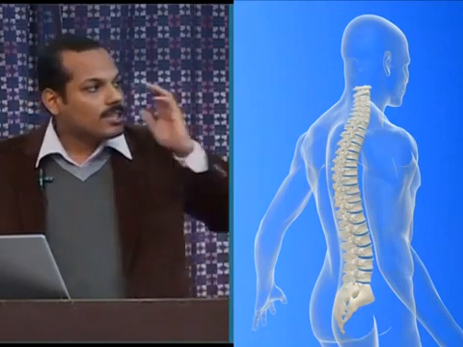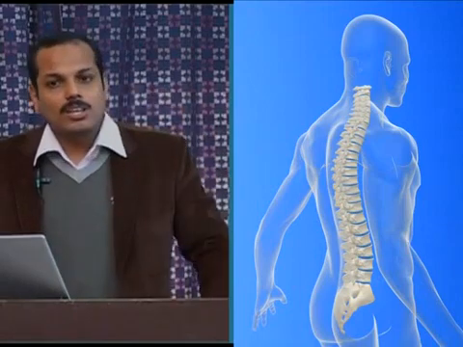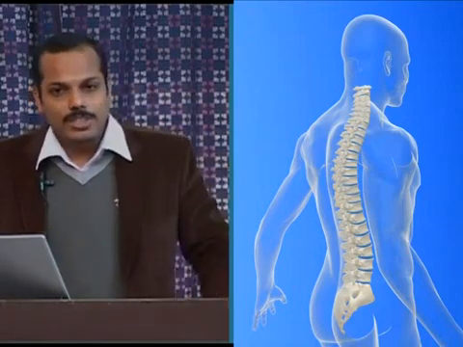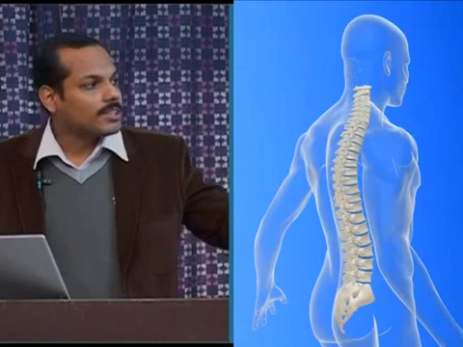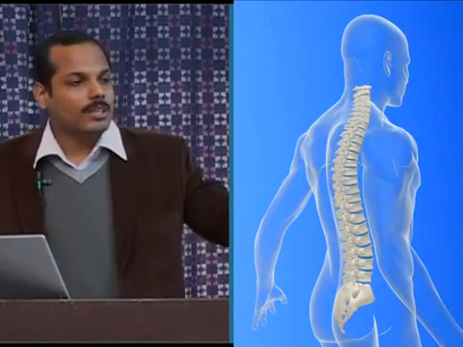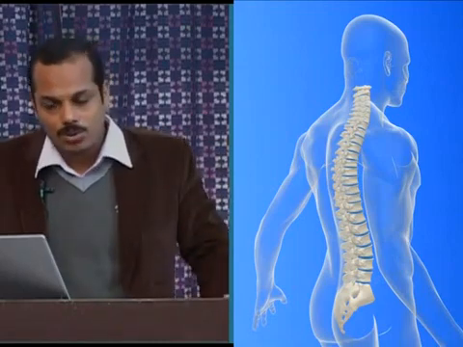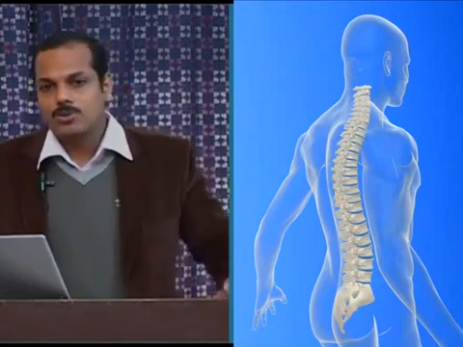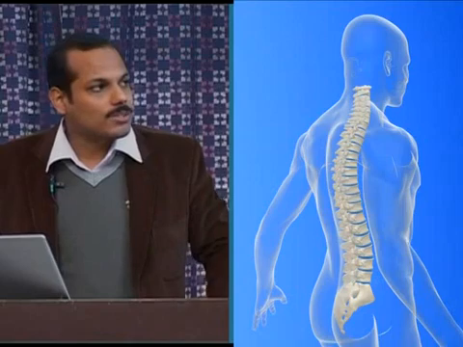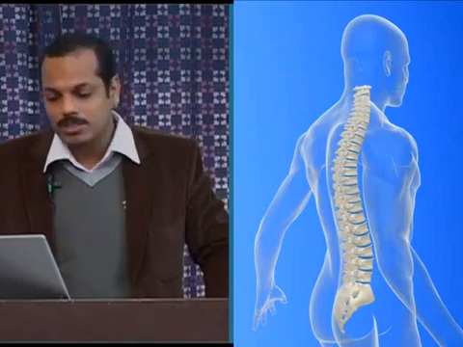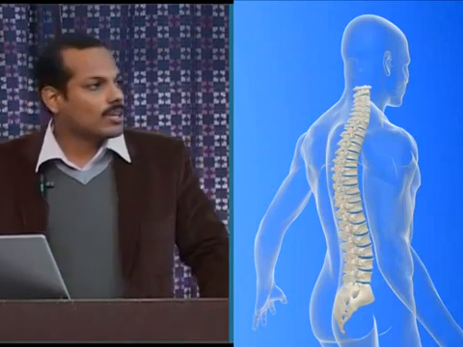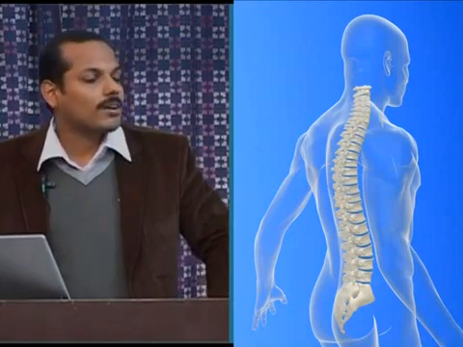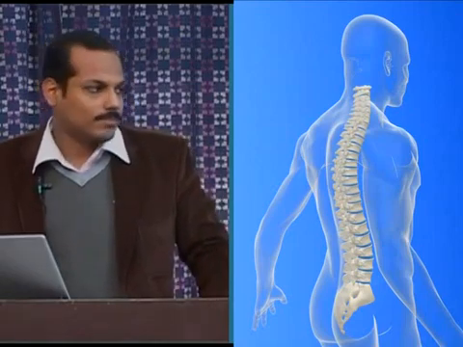If the curvature is convex posteriorly, it is known as a kyphotic curve. And if there is anterior convexity, that type of curvature is known as a lordotic curve. So we have a cervical lordotic curvature, a thoracic kyphotic curvature, and a lumbar lordotic curvature.